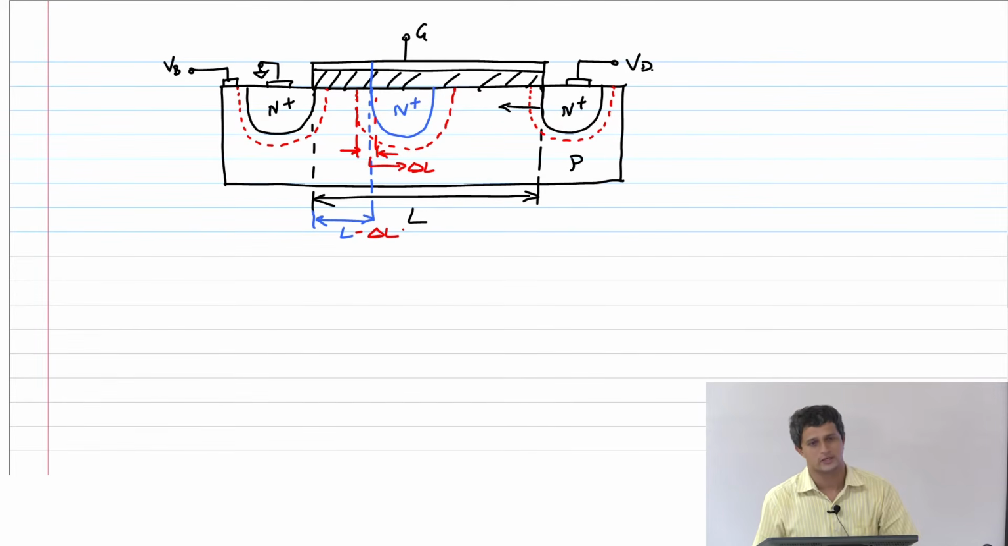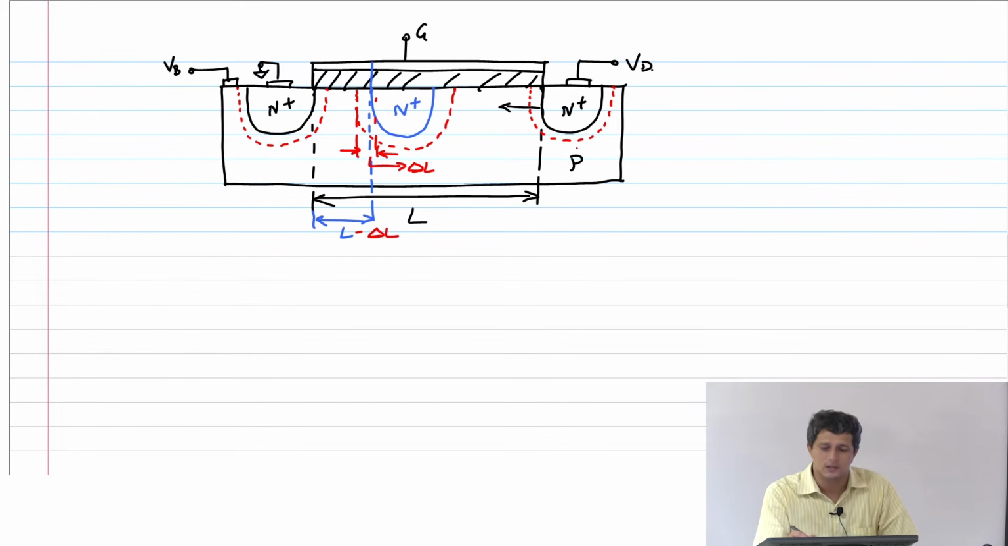Now I will do one more exercise. I will increase this VD from a very small voltage, 0.1 volt, to a higher potential, VDD. Let us assume that VDD is 1.8 volt. Now what will happen to this depletion region? I know I didn't discuss it, but if I forward bias a PN junction, the depletion region will come down. If I reverse bias it, it will go up. This is another thing that we will just take for granted.